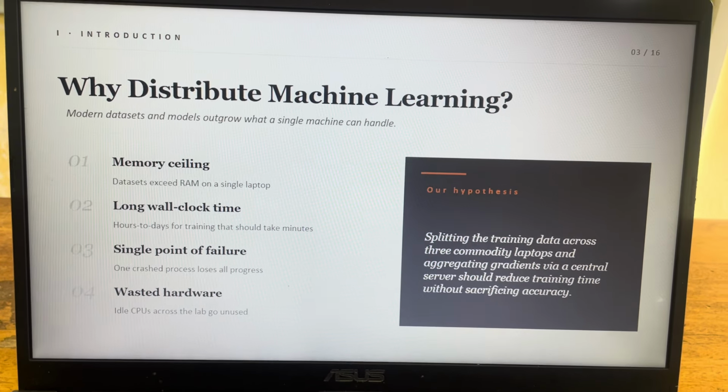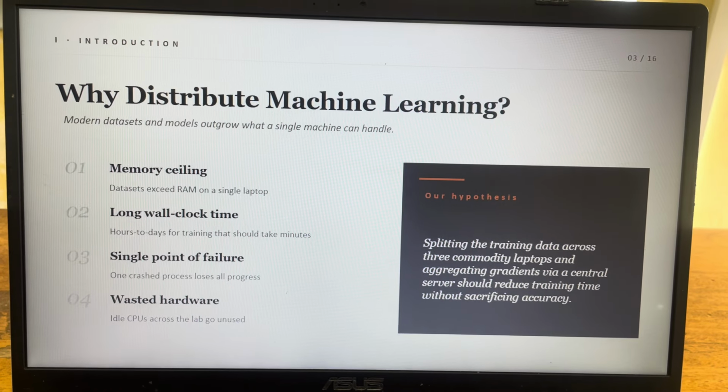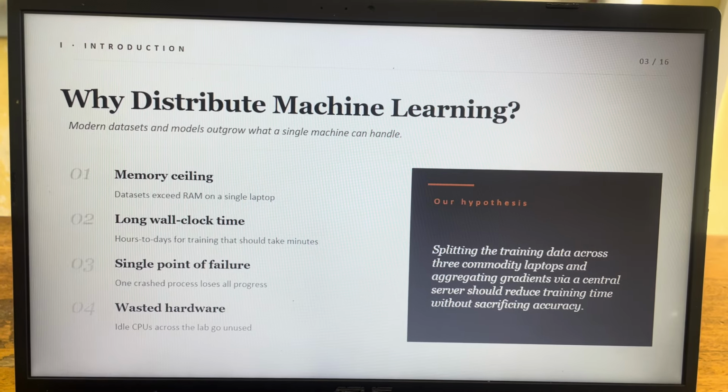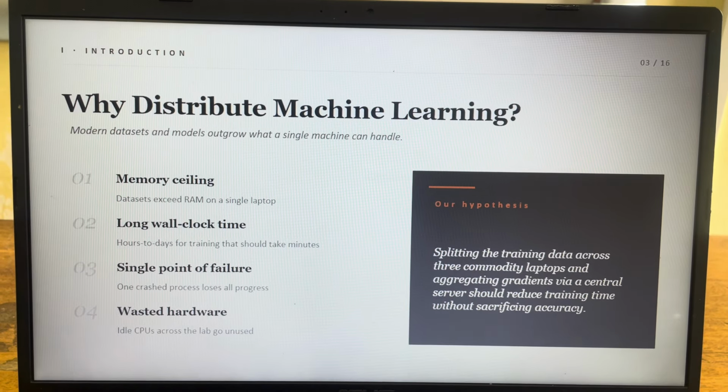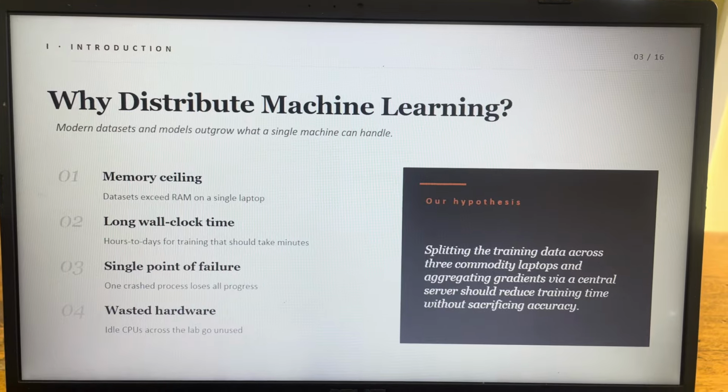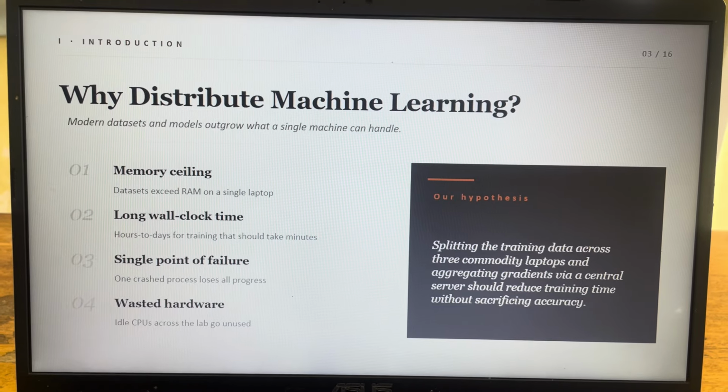Then our hypothesis is that splitting training data across 3 commodity laptops and aggregating gradients via a central server should reduce training time without sacrificing accuracy.